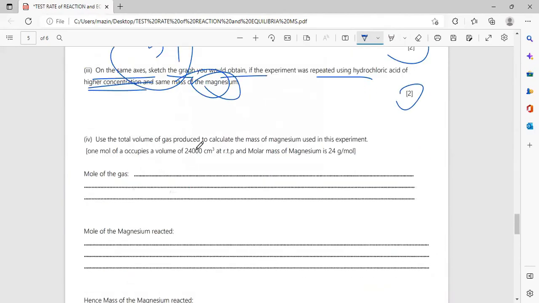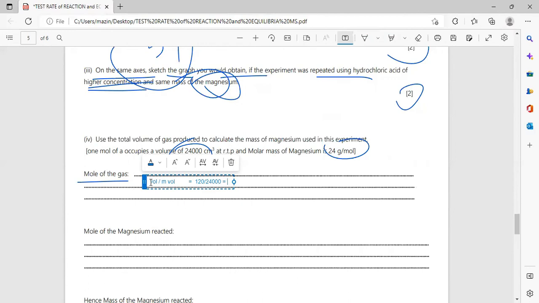Use the total volume of the gas produced to calculate the mass of magnesium used in the experiment. Here, molar volume is given, molar mass is given, and we need the moles of the gas. In the reaction, we got the volume 120. This is volume divided by molar volume. The volume we got, 120, divided by 24,000. This gives the moles.